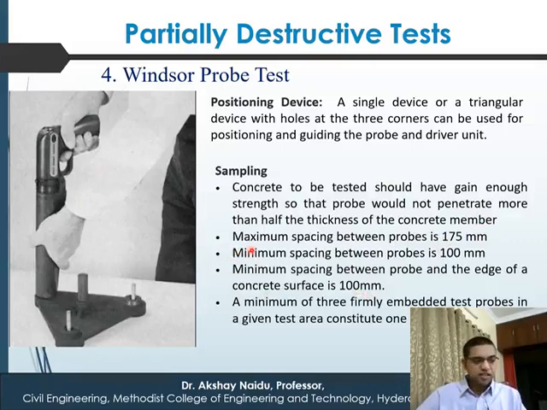Next, maximum spacing between the probes is 175 mm. Minimum spacing between the probes is 100 mm. Minimum spacing between probe and the edge of the concrete surface is 100 mm. A minimum of 3 firmly embedded test probes in a given test area constitutes one test.